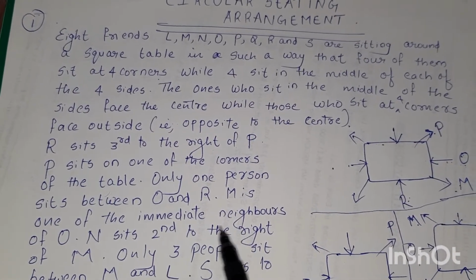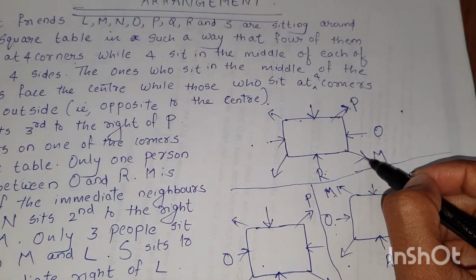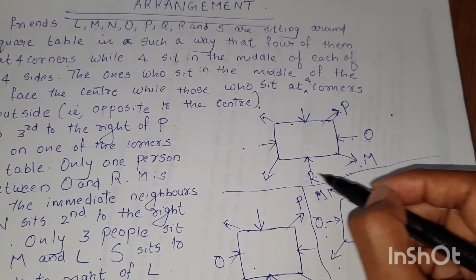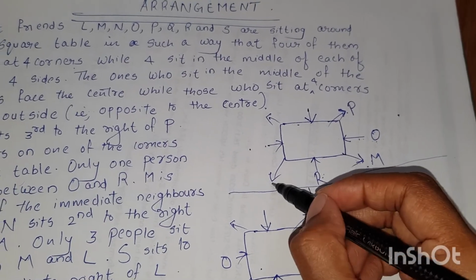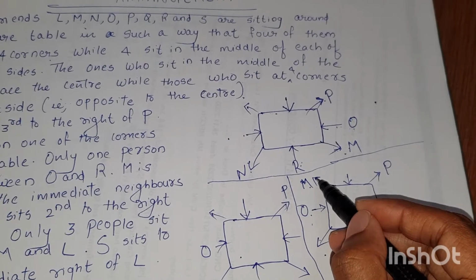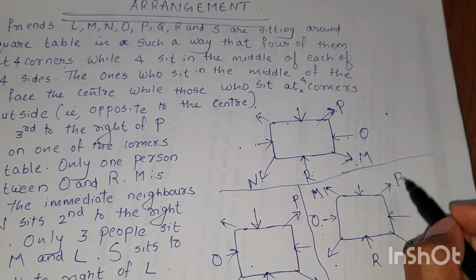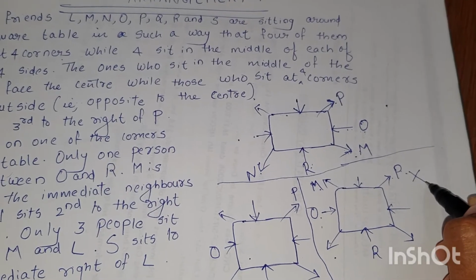N sits second to the right of M. Here M is facing outside. So right means clockwise. So second to the right of M, who is sitting? N. And here M is here. So the right of M means in this direction. So second to the right of M should be N, but it is P. So this condition is not possible.